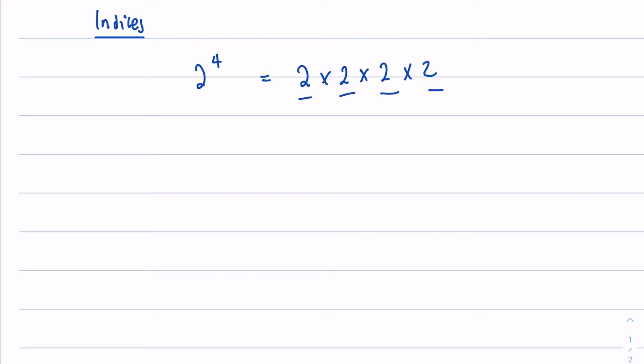Same goes for any number or any base and index, which we will go through, the meaning of each of a base and an index. Let's say 3 to the power of 2. This states that 3 is being multiplied 2 times. In this video, I would like to go through certain key information and basic laws of indices for you to understand and hopefully attempt the questions given.